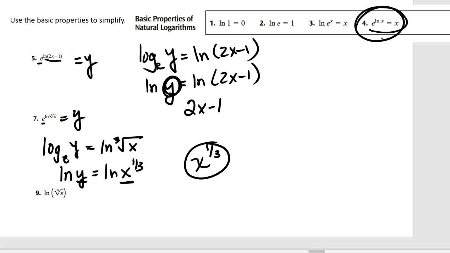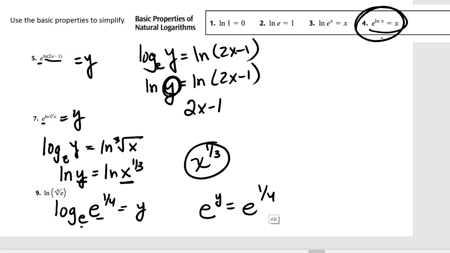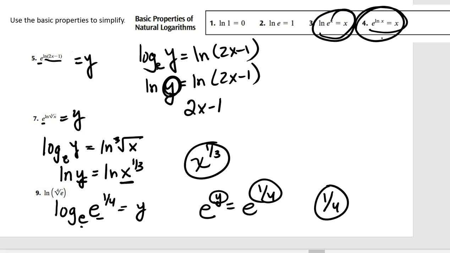So this one we're going to go the other direction. ln is the same thing as saying log to the base e. That's another way to think of this. And you can say this is e to the 1/4 power. That's one way to think of it. Okay, so let's rewrite this. So we're going to say base e to the exponent y is equal to e to the 1/4. You can see now that y would equal 1/4. And you can also use an exponent law to solve this one also.